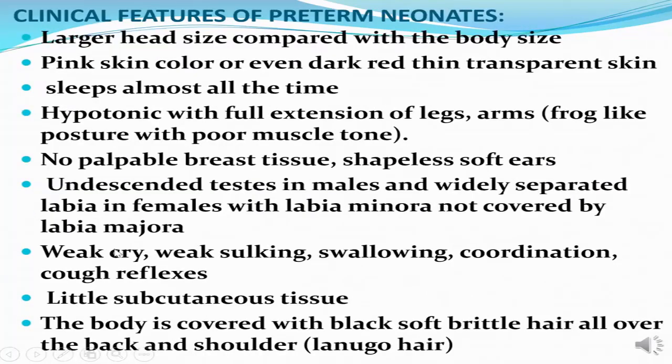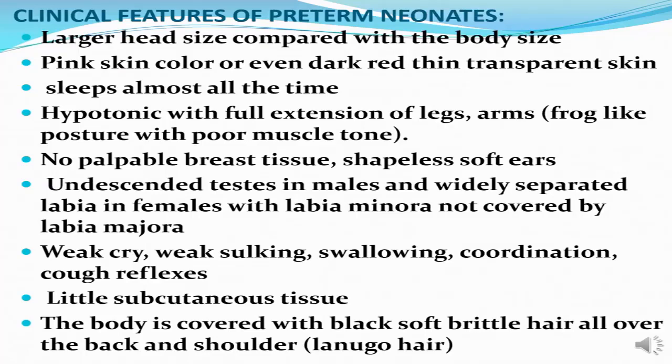What are the clinical features of preterm babies? They have larger head size compared with the body size. They have pink skin color or deep dark red color with a thin transparent skin. They sleep almost all the time. Normally, even a term baby can sleep up to 15 hours per 24 hours. Preterm babies might sleep more. They are hypotonic, and when there is a full extension of the legs and arms, we call it frog-like position.